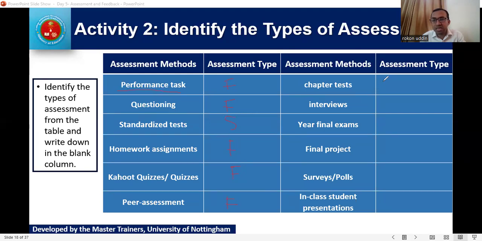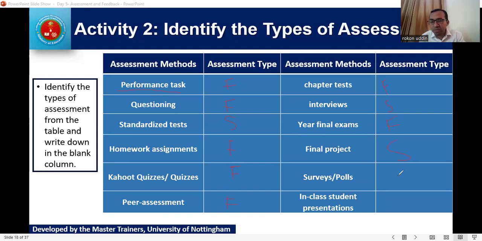Chapter test can be both actually. Usually it is a formative assessment, chapter test. Interview, summative assessment. Interview, viva is there, and marks of viva are added to the final exam, so it is a summative exam. Year final exam, it is a summative exam. Final project: a project is a kind of big assessment, a kind of final assessment, so it is a summative assessment.